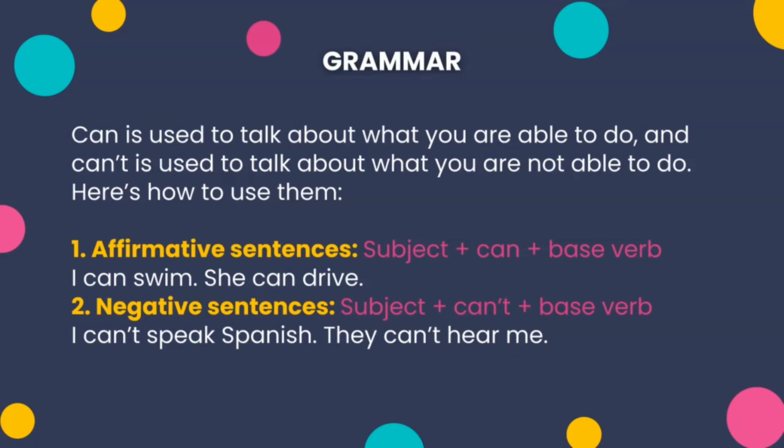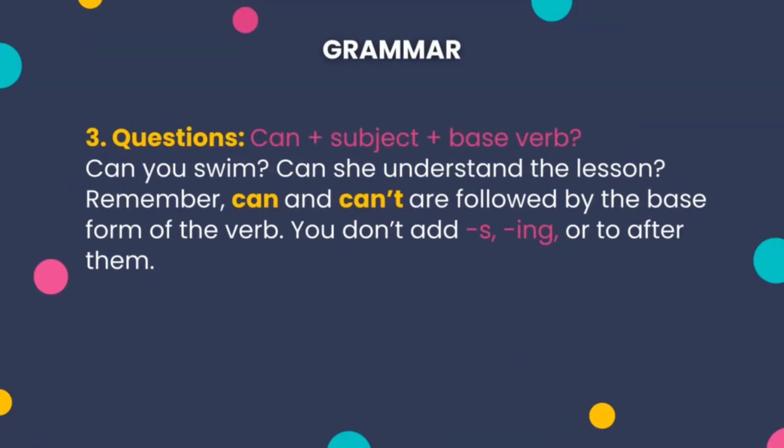They can't hear me. 3. Questions. Can plus subject plus base verb. Can you swim? Can she understand the lesson? Remember, can and can't are followed by the base form of the verb. You don't add s, ing or to after them.